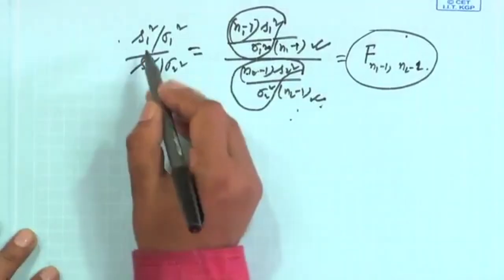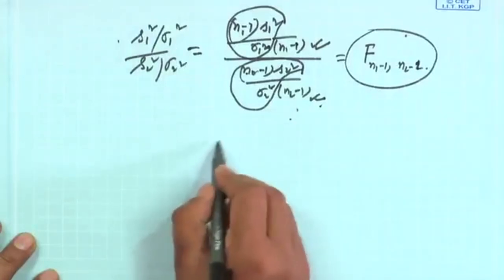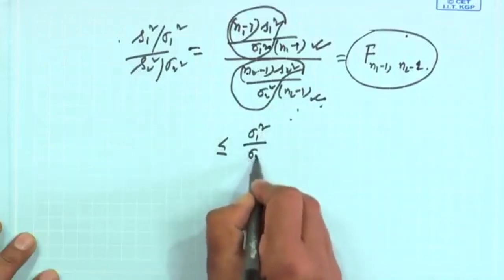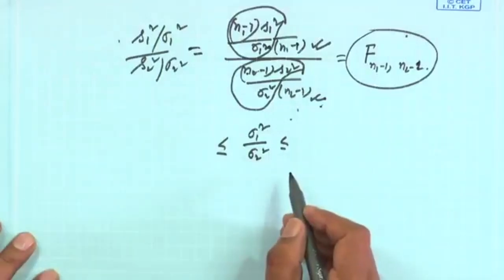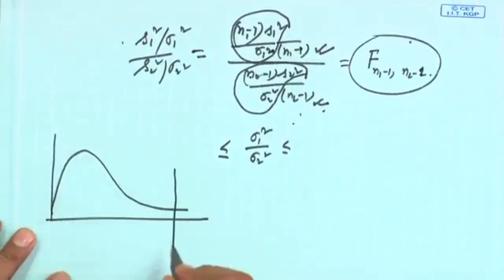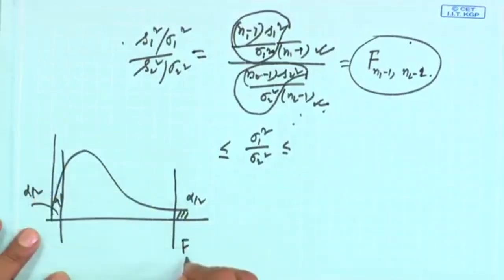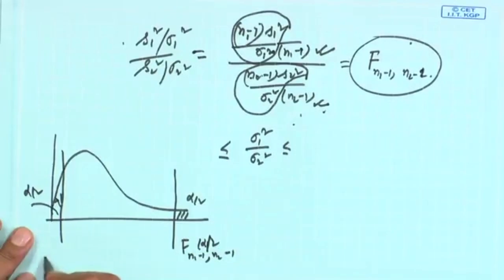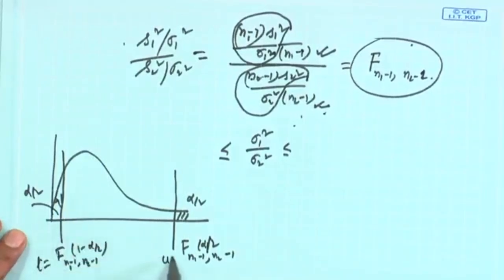So, if you have data, what do you want to know? You want to know the ratio. So, you are interested to find out an interval something like this. How would you create it? You think that this is F distribution. So, this one is alpha by 2, here also you take another area alpha by 2. Then this is F(n1 minus 1, n2 minus 1, alpha by 2) and this value will be F(n1 minus 1, n2 minus 1, 1 minus alpha by 2). So, this is my lower value, this is my upper value.